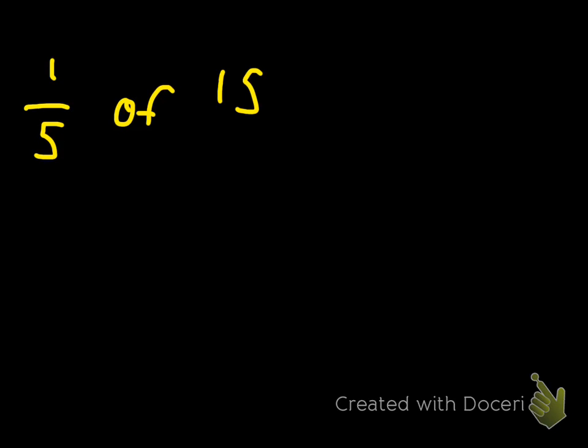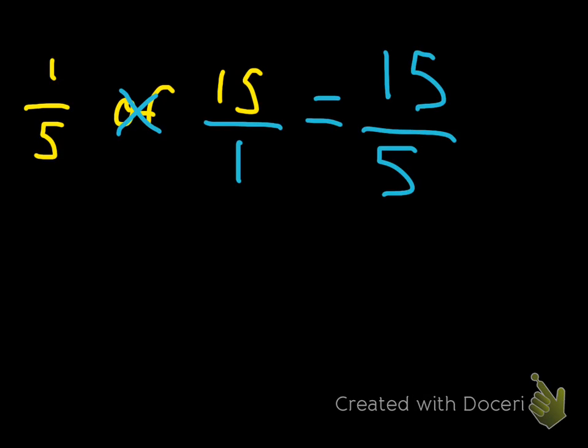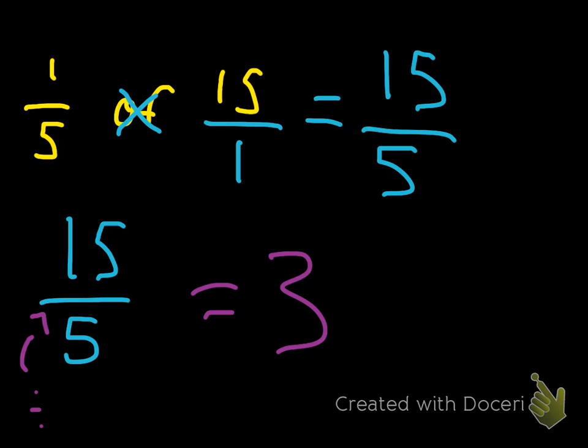Okay, let's say that we're trying to find 1/5 of 15. The first step, make 15 a fraction by putting it above the number 1. So now we have 15 wholes. Of means multiply, so we multiply straight across. 1 times 15 is 15. Our bottom 5 times 1 is 5. Okay, now the next step is to turn 15/5 into a whole number. And the way we do that is, this means divide. So we do 15 divided by 5, which is equal to 3. 1/5 of 15 equals 3.